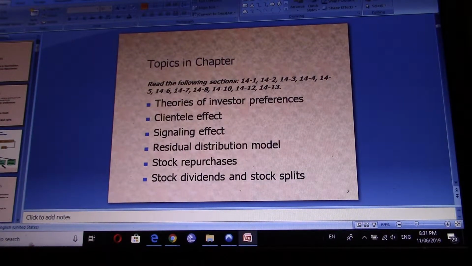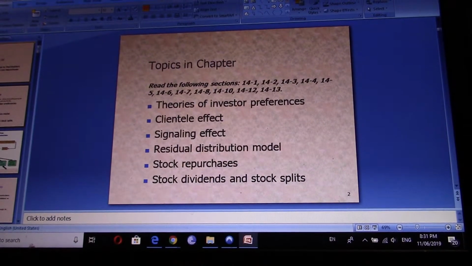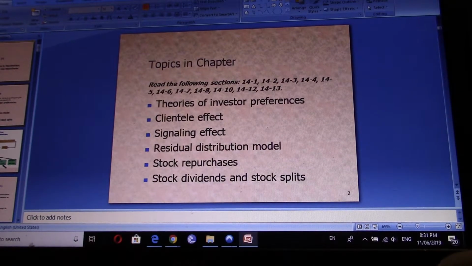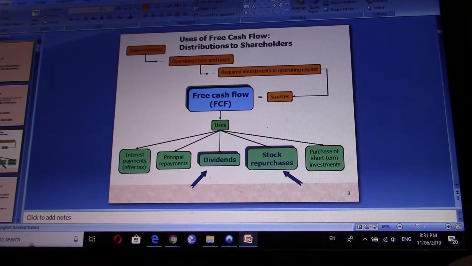Let me make another video for chapter 14, the dividend policy. If the company wants to give some money back to the shareholders, we all know that dividend is the approach.